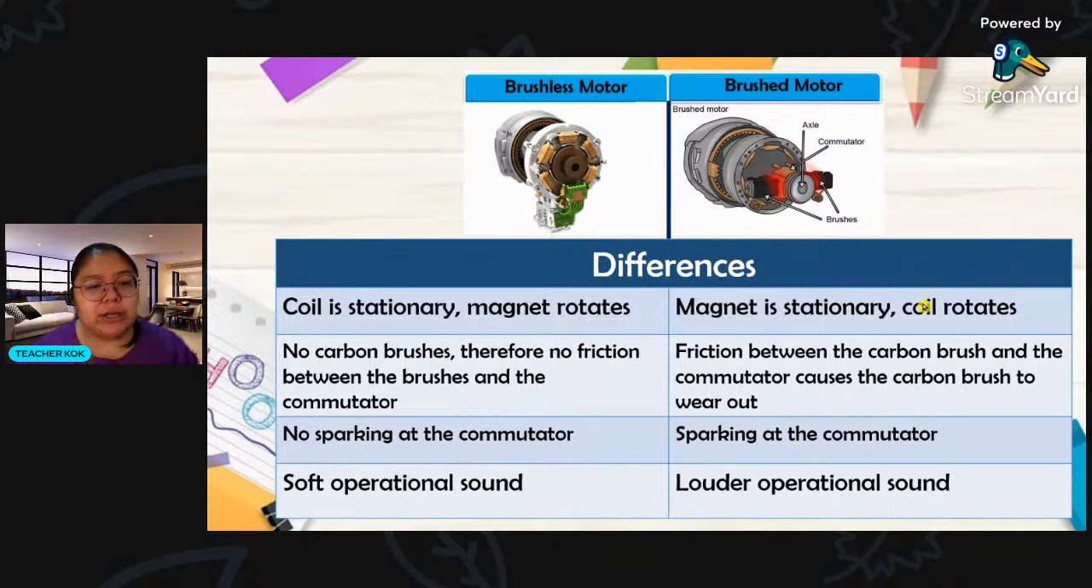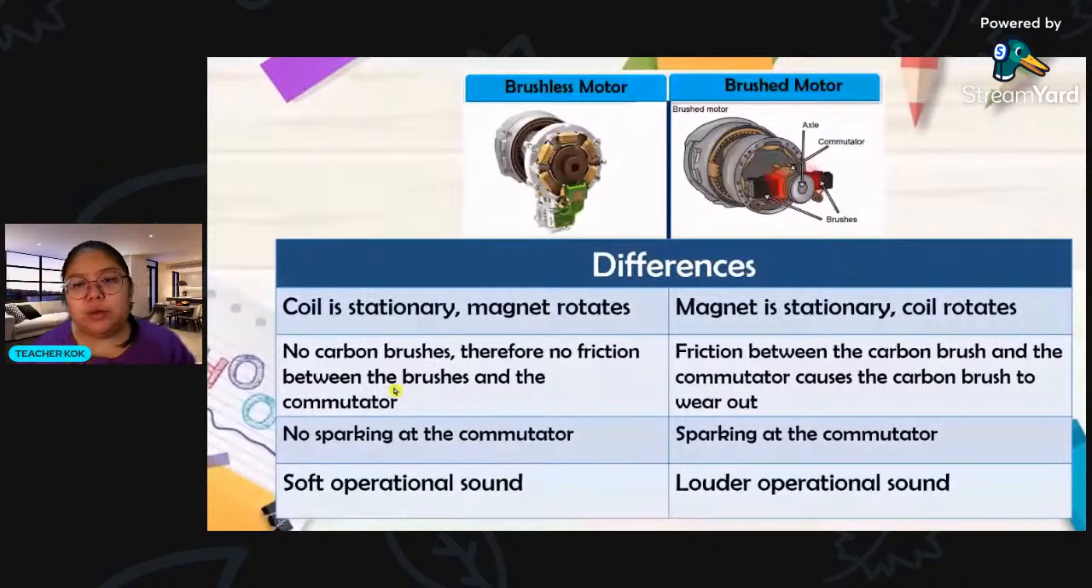Brushless means there are no carbon brushes, therefore there is no friction. When I turn, I'm not related to the carbon brush, so I don't have any friction. Anything that blocks you from moving causes friction. So they don't have any friction between the brushes and the commutator. That means they can save energy, because they no need to overcome the friction.